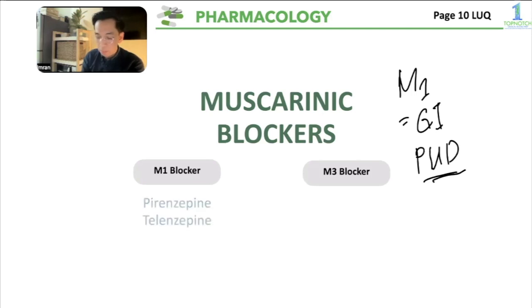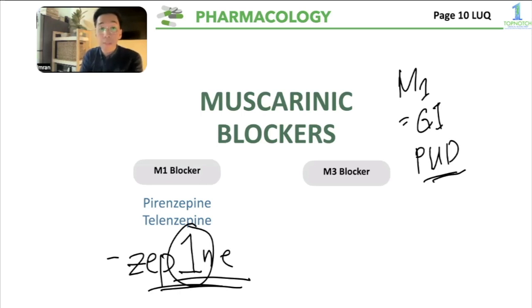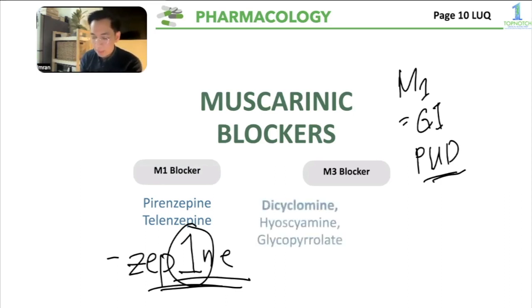And under your M1 blockers, you have your pirenzepine. Ang ending ng mga M1 blocker ay "zepines," no? Nag-end sila sa zepine. So palitan niyo yung I by 1 para mas ma-visualize nyo. M1 blocker, zepine. Pirenzepine and your telenzepine.